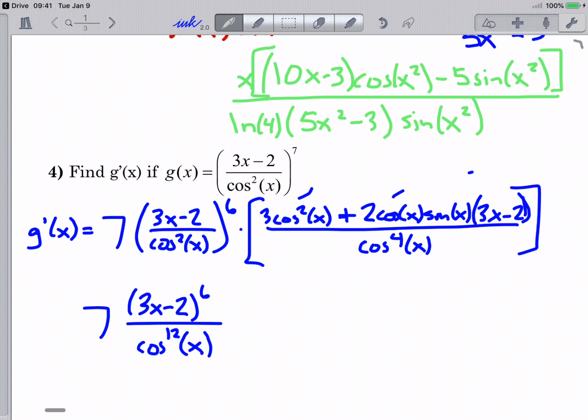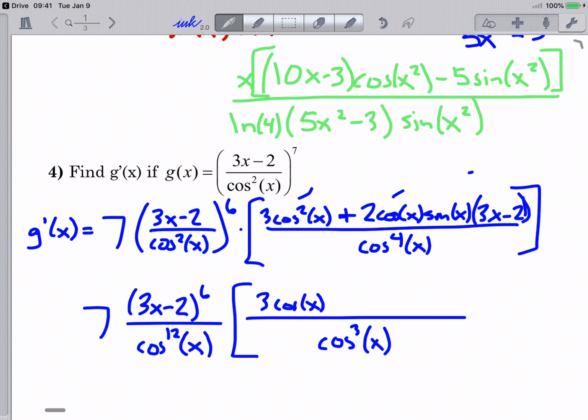So what am I going to do on the inside of the brackets? I am going to factor out a cosine of x, which will leave me with a cosine cubed of x on bottom instead of cosine to the 4th. So then I've got 3 cosine of x plus, I'm going to distribute that 2 in, even though it's not really necessary, 6x minus 4 times sine of x. And that is a 4 inside that parentheses.